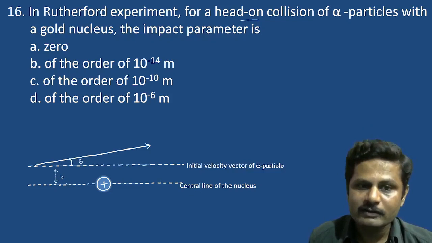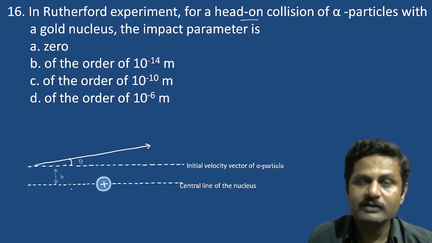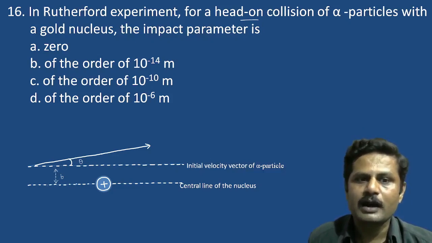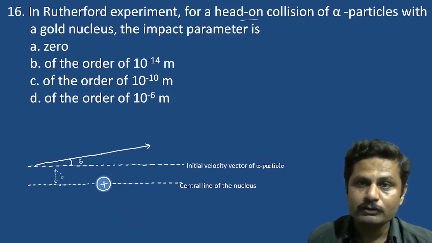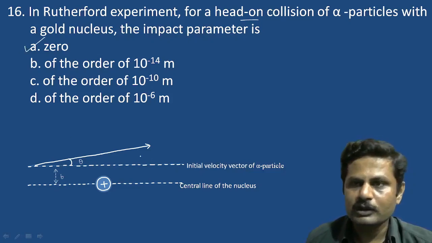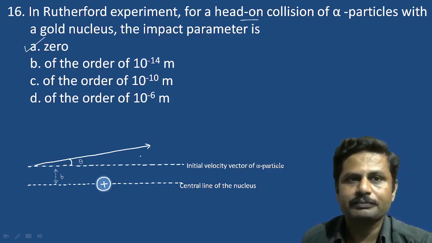It retraces its path after reaching the distance of closest approach. So if it is moving along the direction of the center line and then retraces its path, then the perpendicular distance between the initial velocity vector of the alpha particle and the center line of the nucleus will become 0 for a head-on collision. So therefore, the impact parameter is 0 for a head-on collision. So option A would be the correct answer. Let me move to the next question.